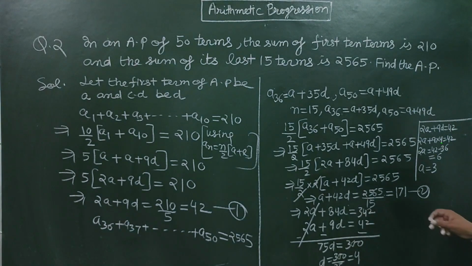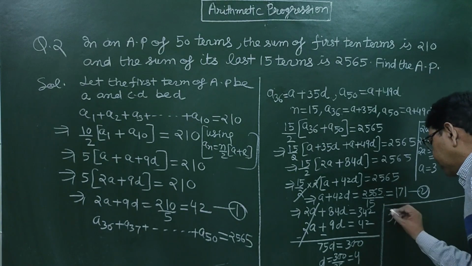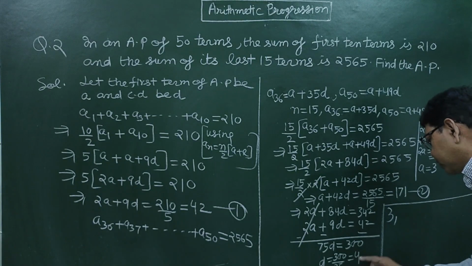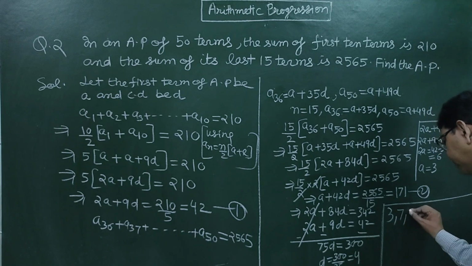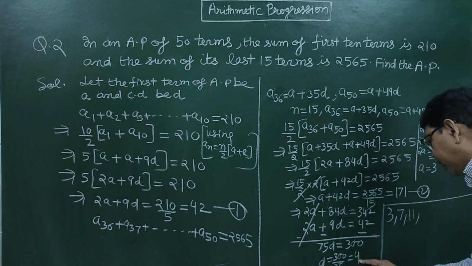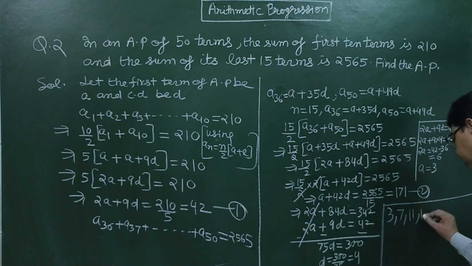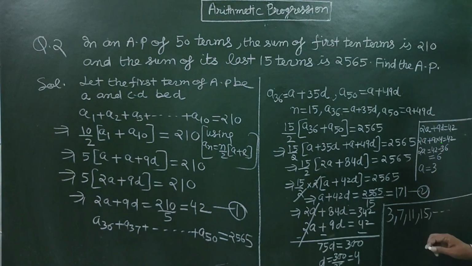So the AP becomes: the first term is 3, then adding D to get the second term, that is 7, again adding D, 11, and then again adding D, that is 15. So in this way the AP is 3, 7, 11, 15 and so on.